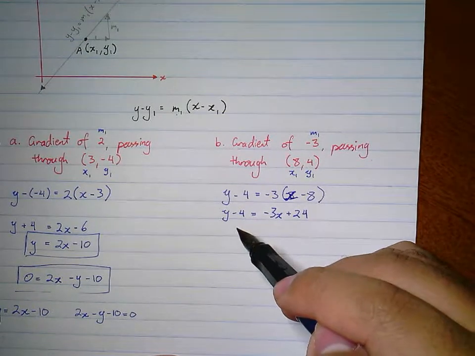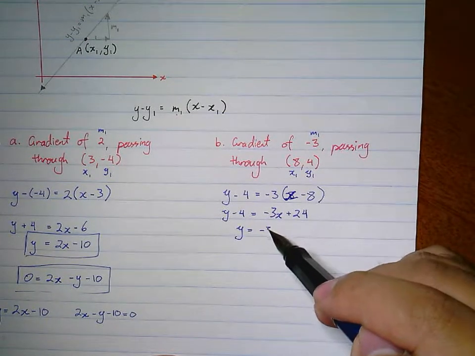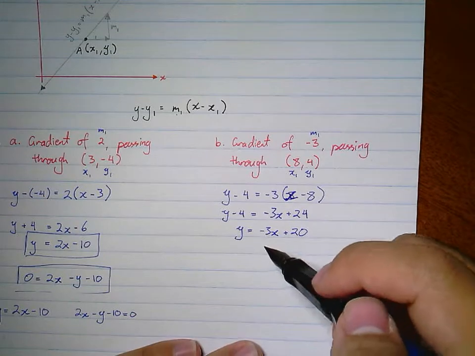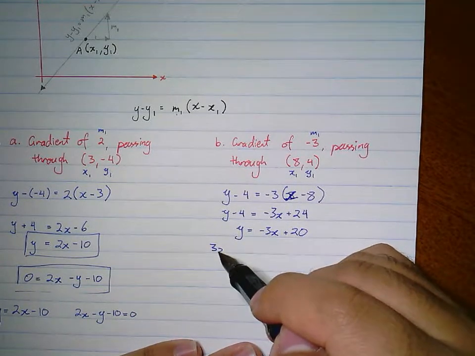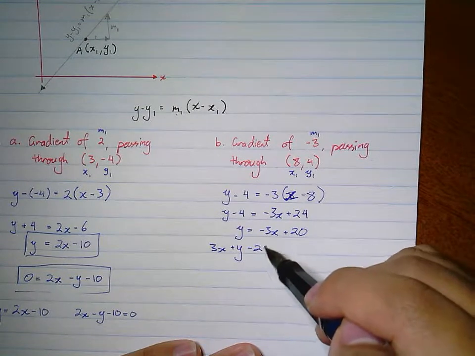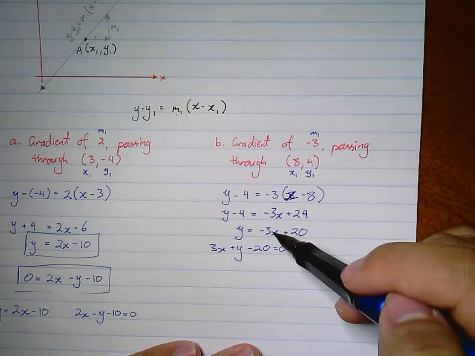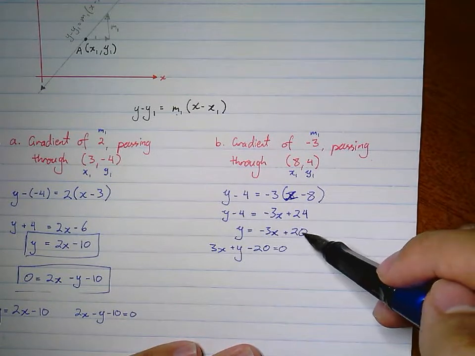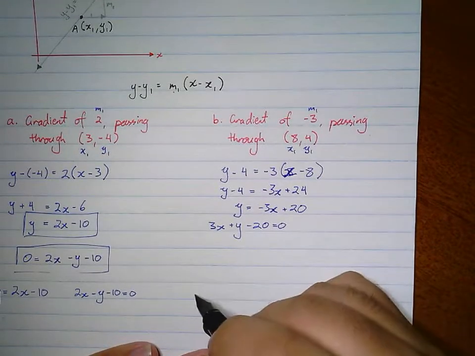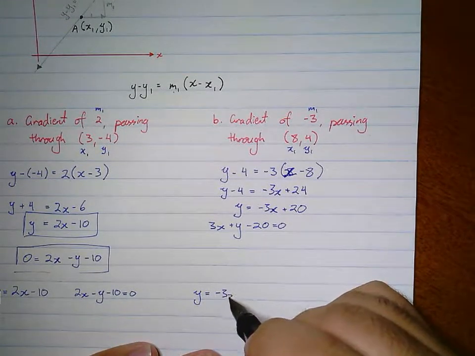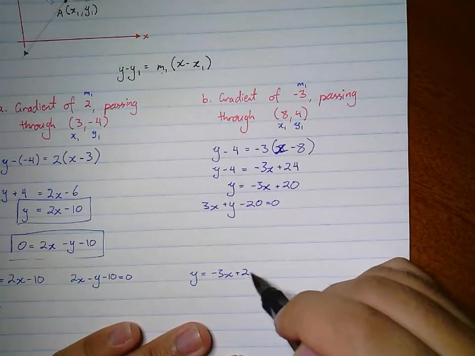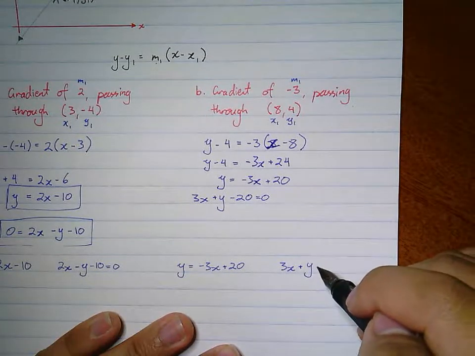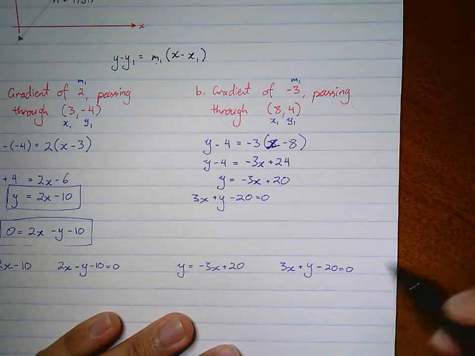Moving everything to one side, we get y equals negative 3x plus 20, or we can have it as 3x plus y minus 20 equals 0. So I just move this negative 3x to here to make it positive 3x, and this positive 20 is now negative 20. So our two forms are y equals negative 3x plus 20, or 3x plus y minus 20 equals 0.